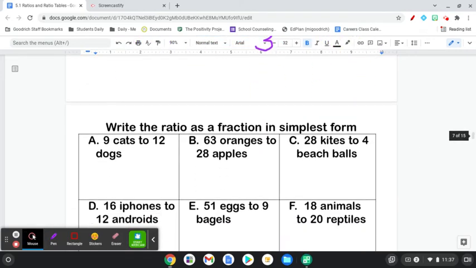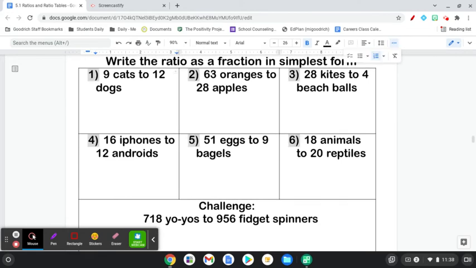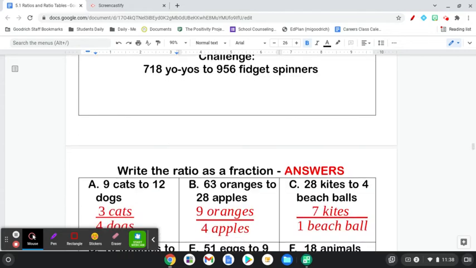All right, so go ahead and you try whatever table number you sit at. Make sure that your fraction is in simplest form, or your ratio, I'm sorry. Also, if you want more of a challenge, you can try the challenge at the bottom. We're going to pause the video while you get a second to try. Press play when you're ready to check your answers. And here are the correct answers.